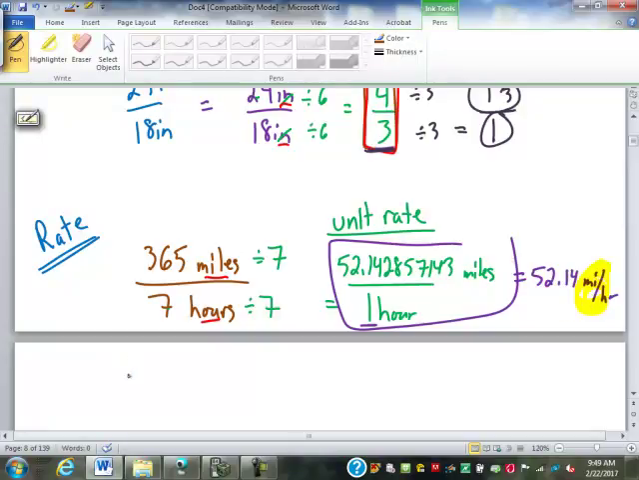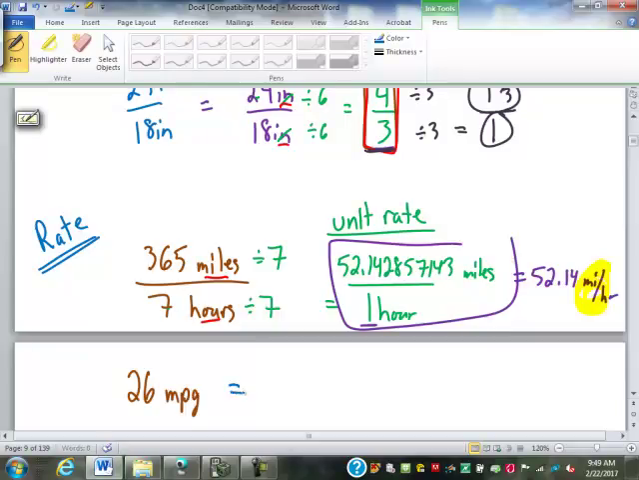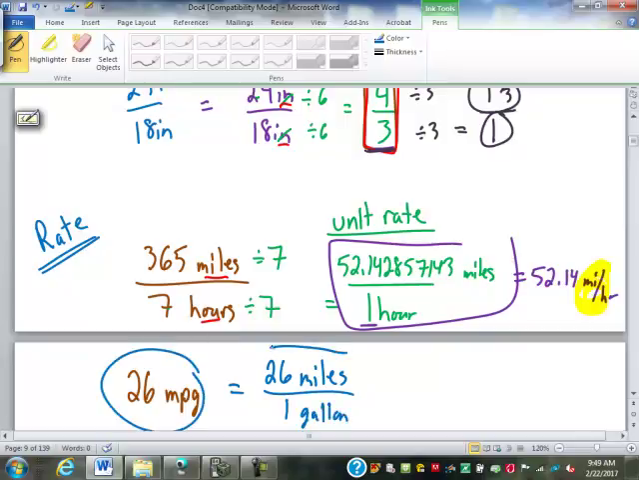Let's say that on this trip you get 26 mpg. Does anybody know what mpg stands for? Miles per gallon. So that is implying a fraction. 26 mpg really means 26 miles per 1 gallon. So when you see this, you have to be thinking this, because that's the form we're going to need it in when we try to calculate with it.